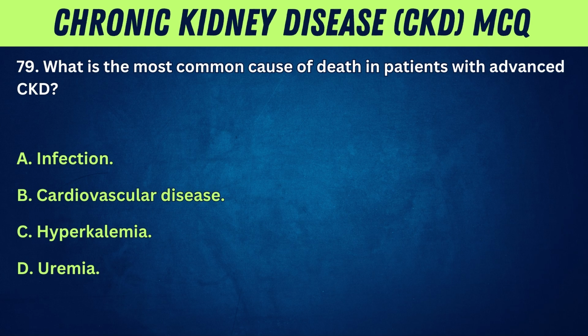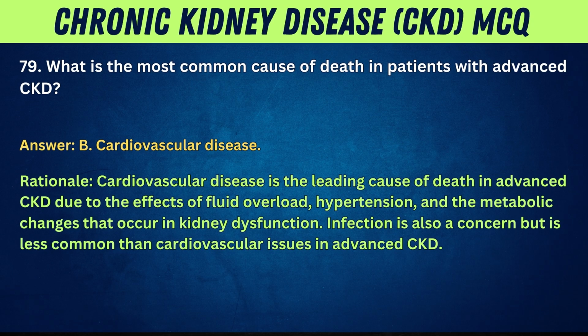A. Infection. B. Cardiovascular disease. C. Hyperkalemia. D. Uremia. Answer: B. Cardiovascular disease. Rationale: cardiovascular disease is the leading cause of death in advanced CKD due to the effects of fluid overload, hypertension, and the metabolic changes that occur in kidney dysfunction. Infection is also a concern but is less common than cardiovascular issues in advanced CKD.